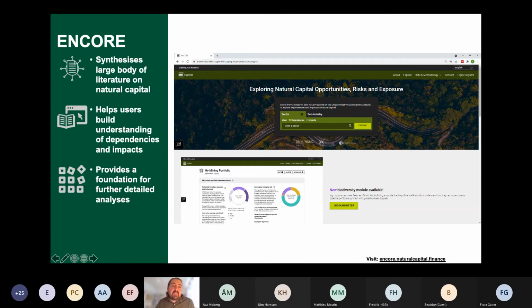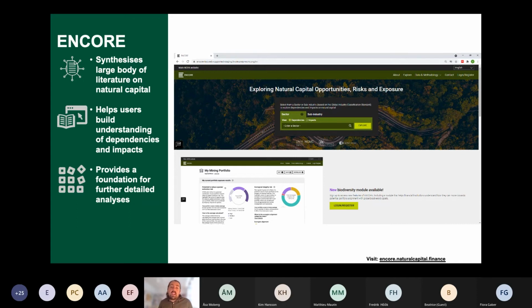I'm really excited to talk to you about the ENCORE tool. Again, that stands for Exploring Natural Capital Opportunities, Risk and Exposure. Launched in 2018, it was a collaborative tool developed by UNEP-WCMC, UNEP-FI and Global Canopy. At its core is a database that shows the links between economic activities, the ecosystem services that these activities depend on, and the natural capital assets that underlie these ecosystem services.